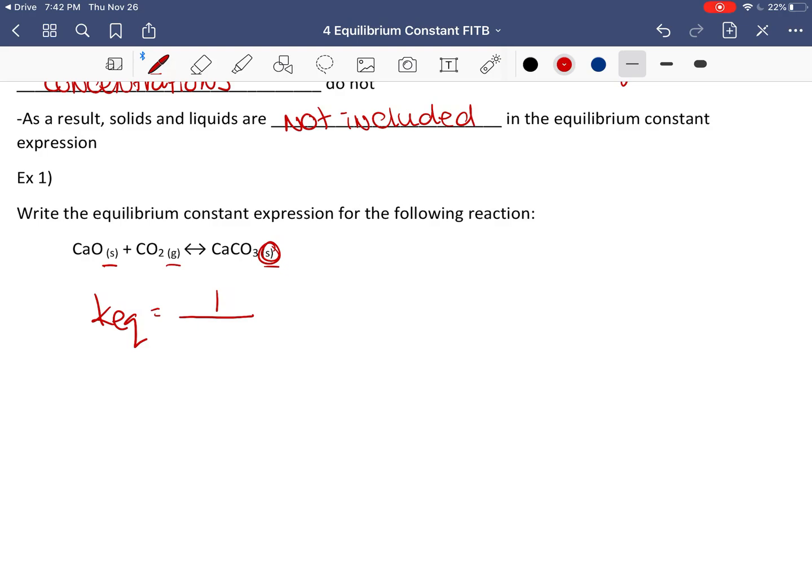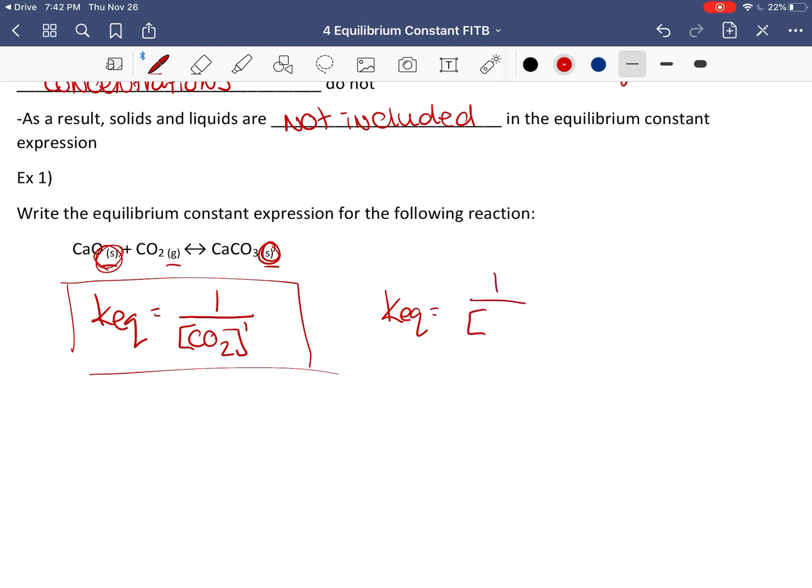Then over our reactants, in this case, we've got CO2 raised to the power of 1. You don't have to write the 1. I'm just doing that for emphasis in this case. And if we look at our calcium oxide, that is a solid, meaning we're not going to include it. So that would be our final KEQ expression. If I was to actually write it, it would just look like this. Again, all the square brackets mean is concentration, so whatever the molarity is of those compounds.